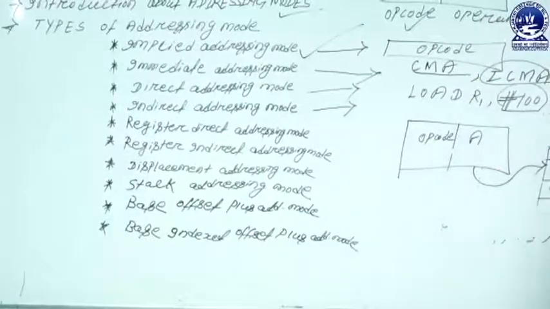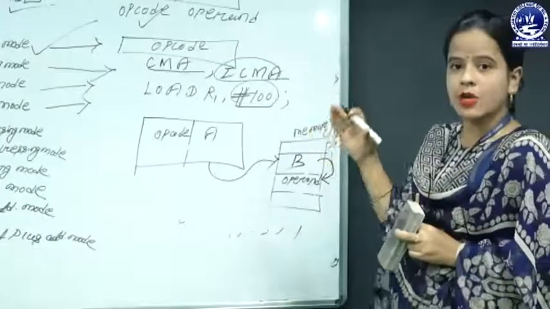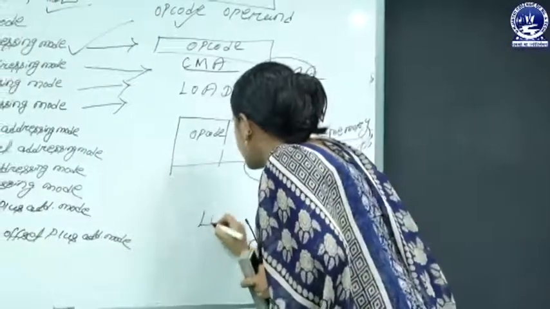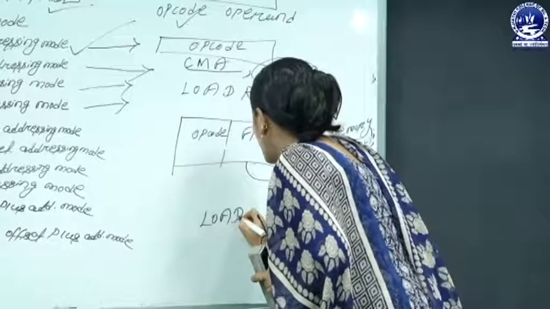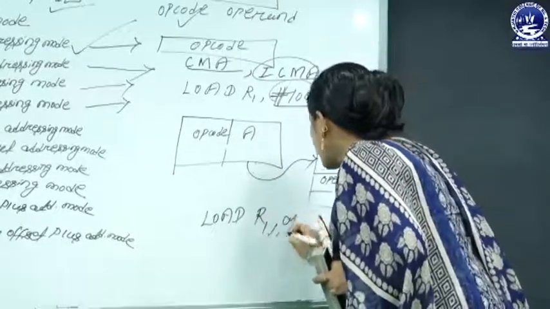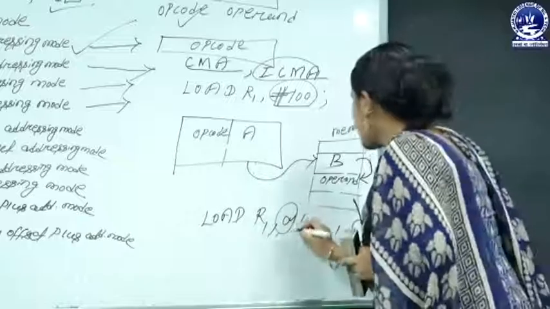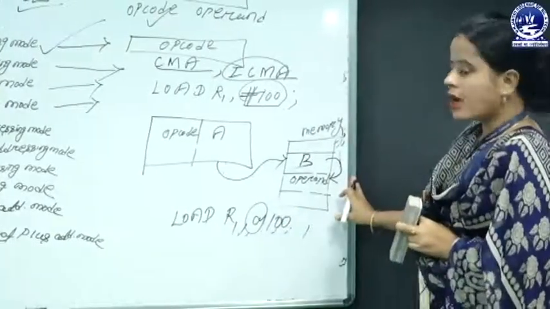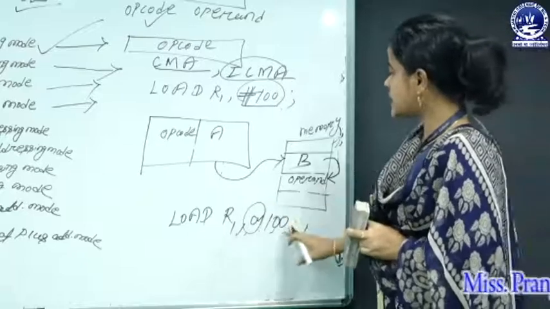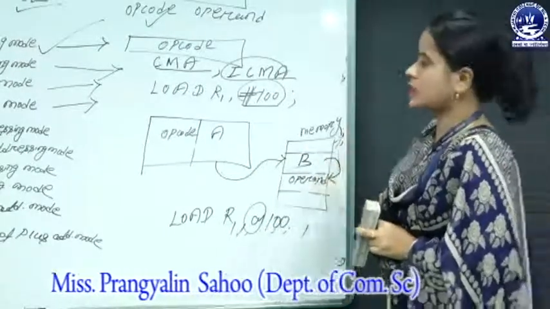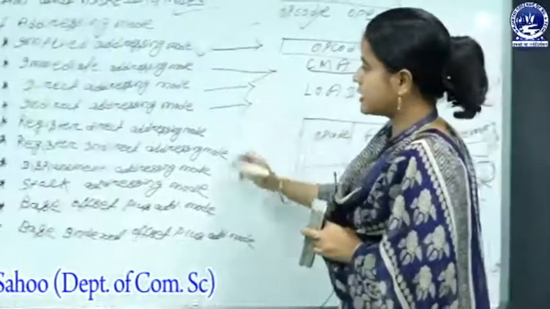Whenever we represent the indirect addressing mode concept in assembly language, it is expressed using an addressing symbol. Suppose load R1, and in this case we use the @ symbol, after that suppose the data value is 100. That means the data is accessed in an indirect way through the help of an intermediate location. Okay, that's indirect addressing mode.